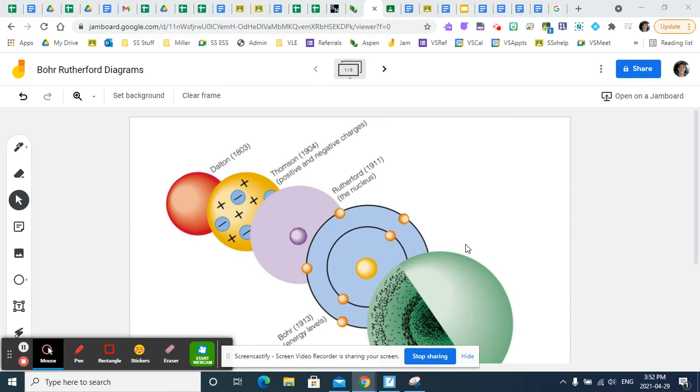This video is going to explore how to draw Bohr-Rutherford diagrams. You can see in this cool image, the model of the atom has changed over the years. We're going to focus in on the Bohr-Rutherford.